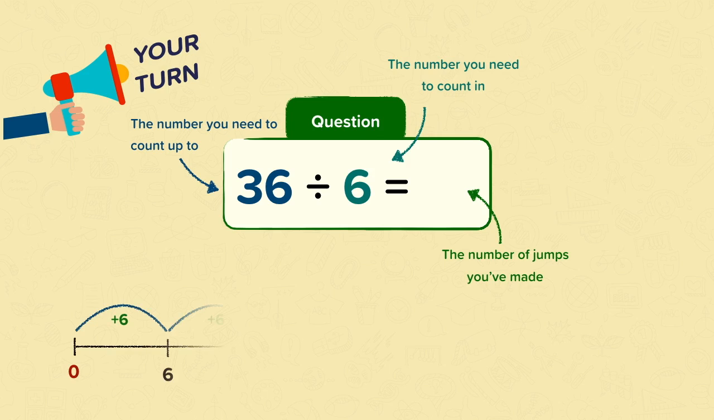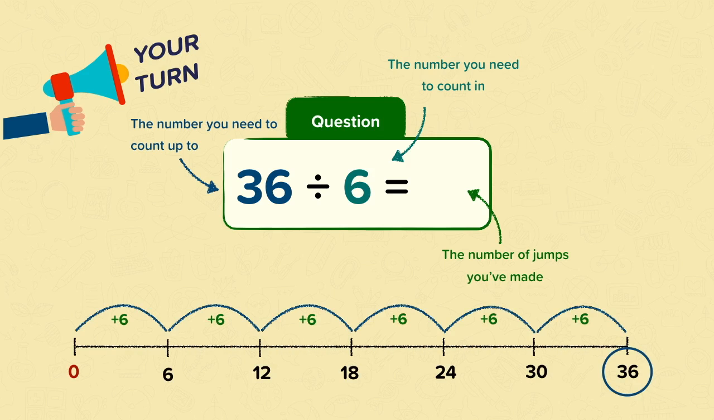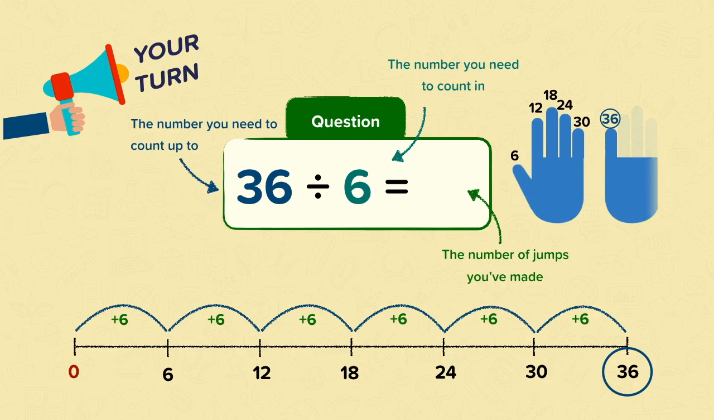So you may have used a number line and counted in your 6s until you got to 36 and counted that there are 6 6s in 36. Or you may have used your fingers and counted on 6 fingers to get up to 36. Or maybe you just used the inverse and knew that 6 times 6 is 36. Whichever method you used, well done if you got the answer 6.